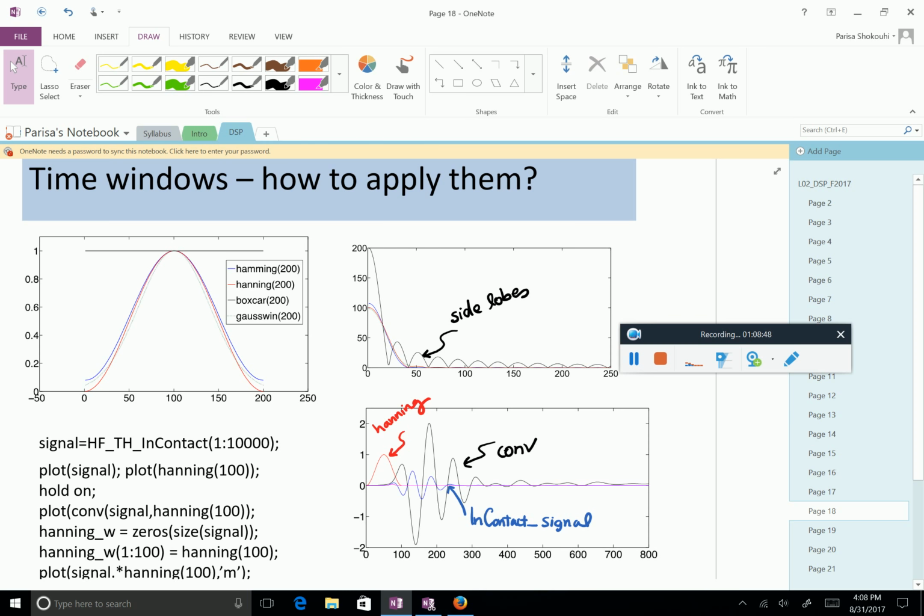This is now the same length, so I'm plotting the same length of both. It depends on what you want to do, and there are many more windows, but these are the nice ones that we use. It's hard to say what is better than what, but they are very similar.